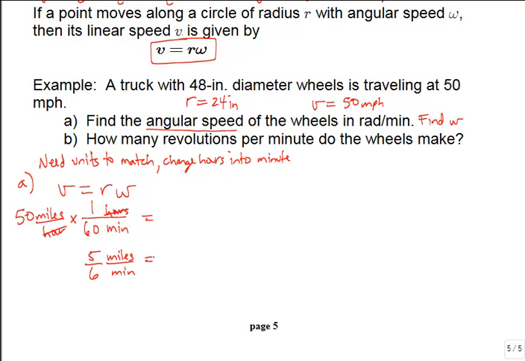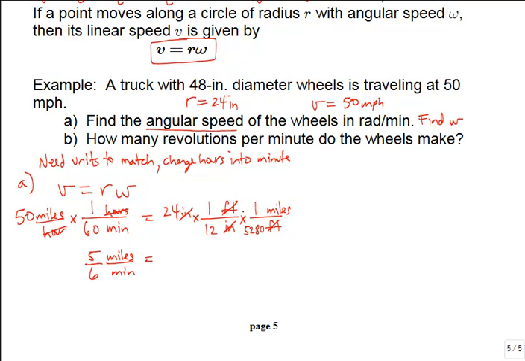So that's your V. Now for my radius R, I have 24 inches originally, but I need to change it to miles so that it matches the units on the left side of my equation. So we need to change inches to miles. In order to do that, I'm going to have to use feet first. I'm putting inches on the bottom so they will cancel, and there's 12 inches in 1 foot. And then if I put feet on the bottom and miles on the top, then the feet will cancel out, and there's 1 mile equivalent to 5,280 feet.